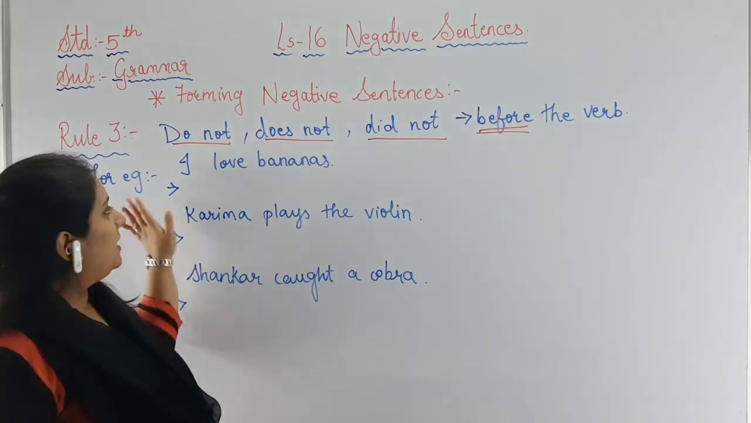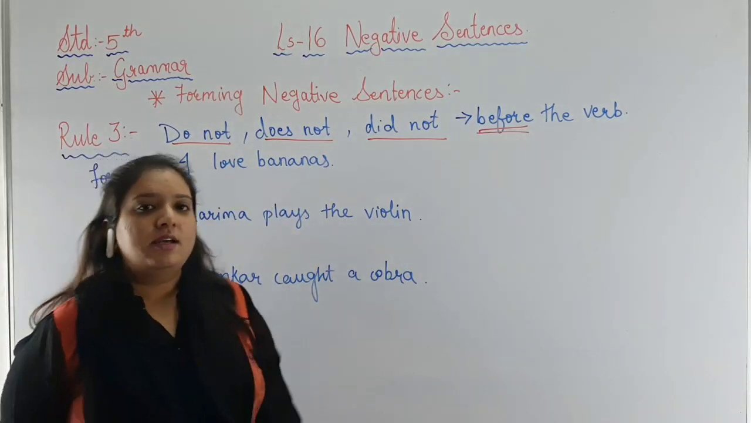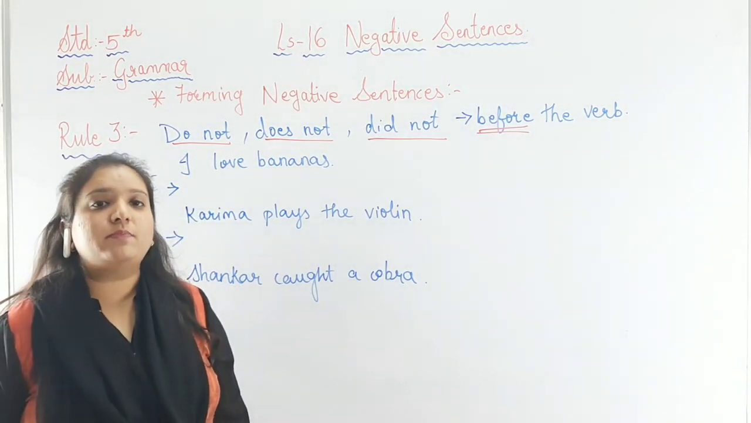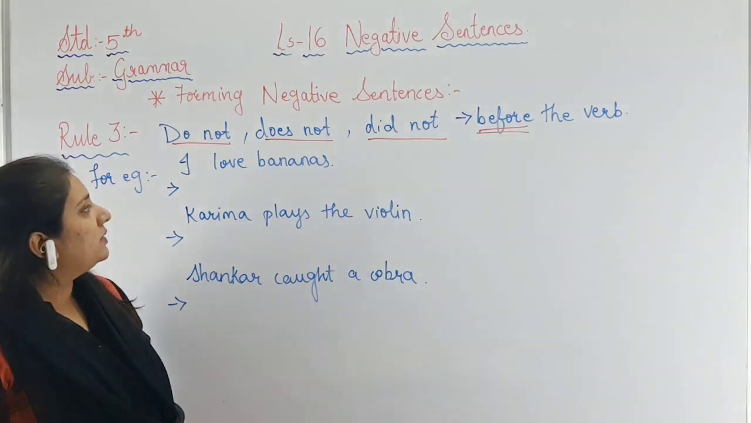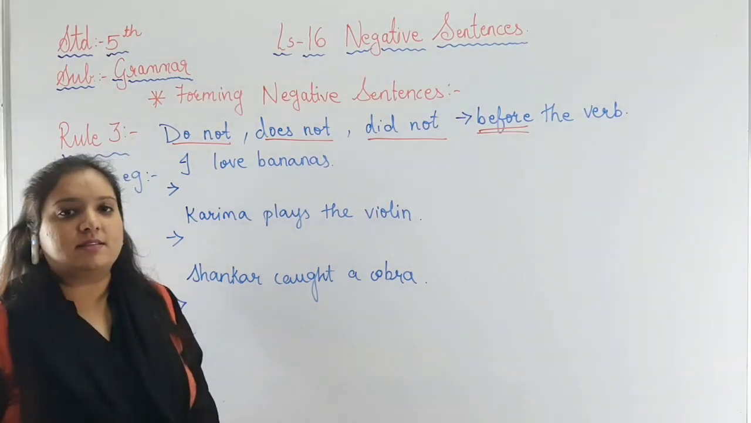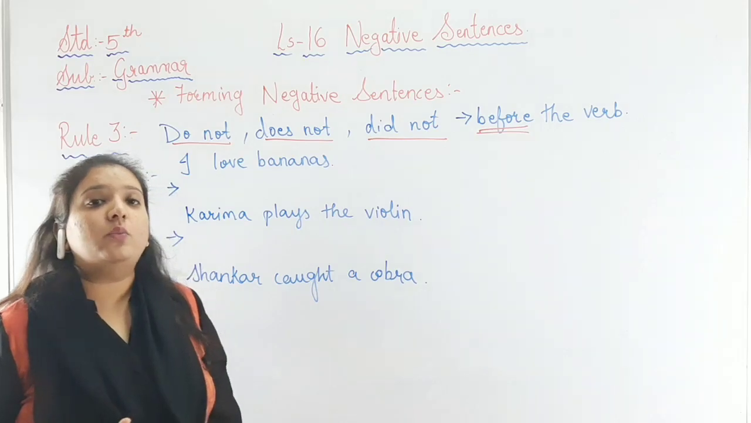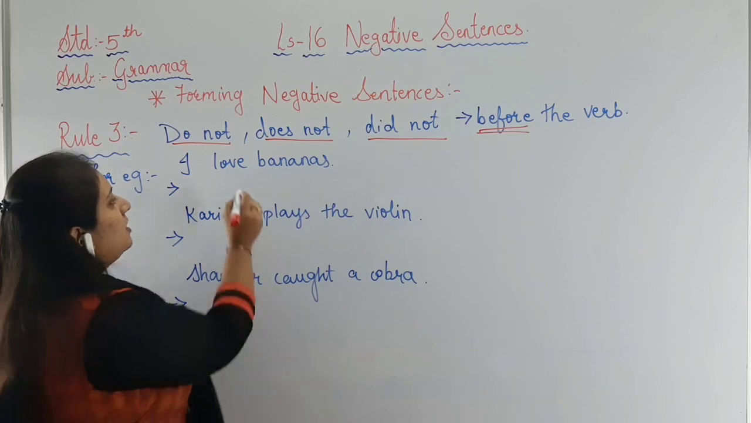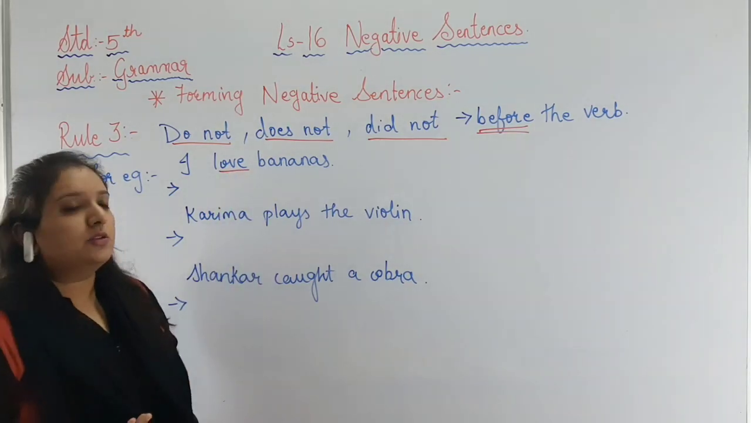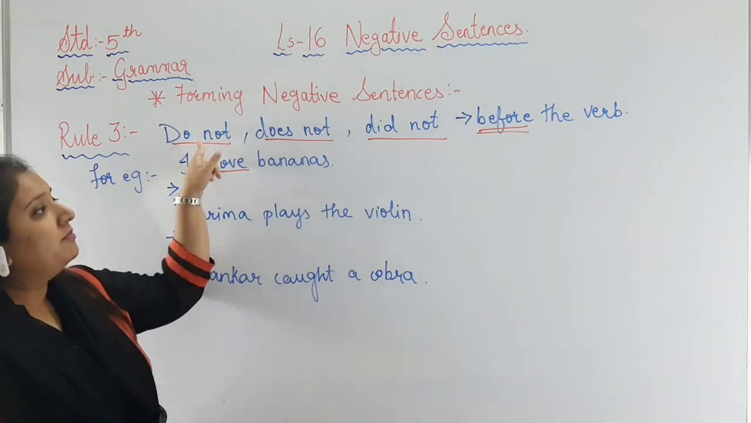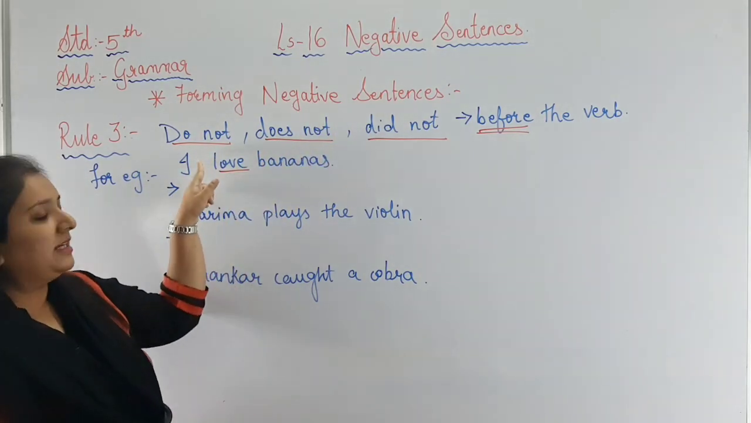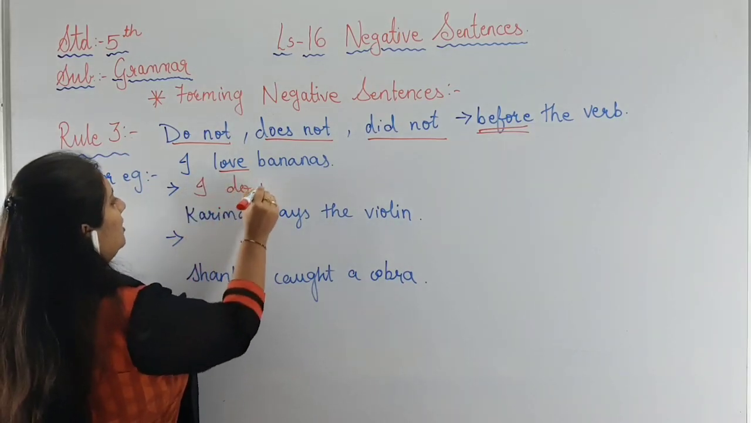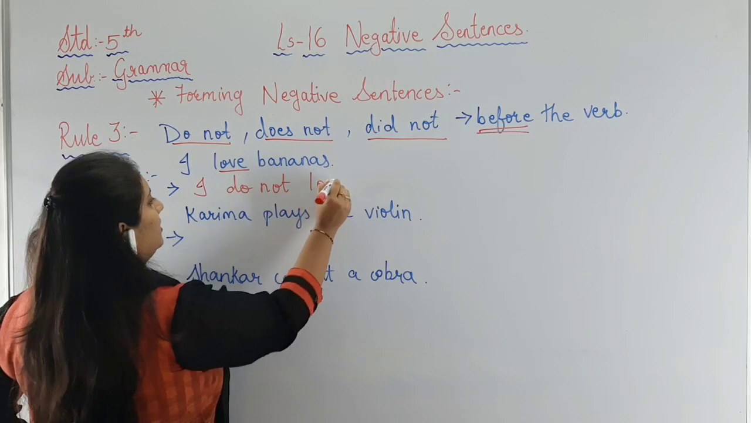Okay? Now, for example, I love bananas. First you have to identify what type of sentence this is. Is it a simple past tense sentence or a simple present tense sentence? I see over here that this is a simple present tense sentence. Then the second thing we have to do is identify the verb. Now what do you think? What verb is it? Okay, love is the verb and it is singular. So what do we add? We add do not before the verb. So the statement will become: I do not love bananas.